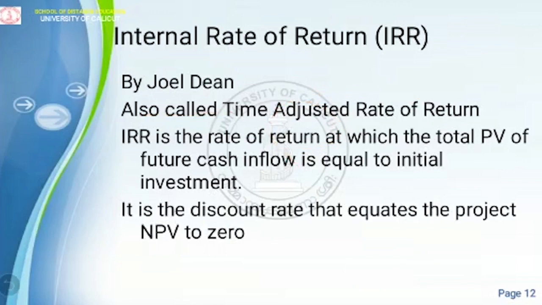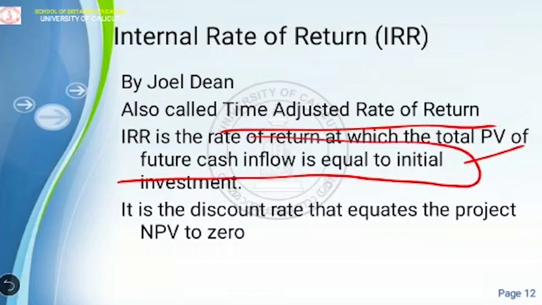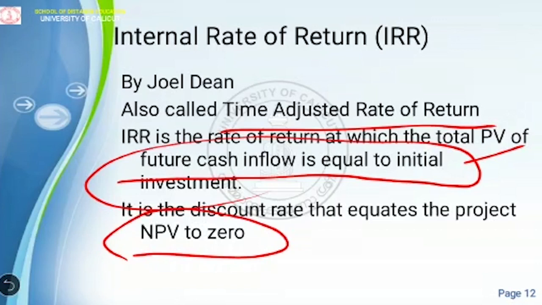Another is the internal rate of return. This concept was explained by Joel Dean. It is also called the time adjusted rate of return. So IRR is the rate of return at which the total present value of the future cash flow is equal to the initial investment. That means NPV will be 0. So the discount rate that equates the project NPV to 0 is the IRR.